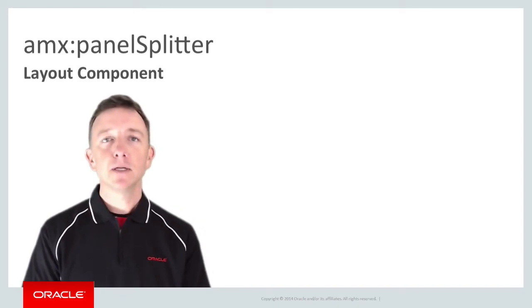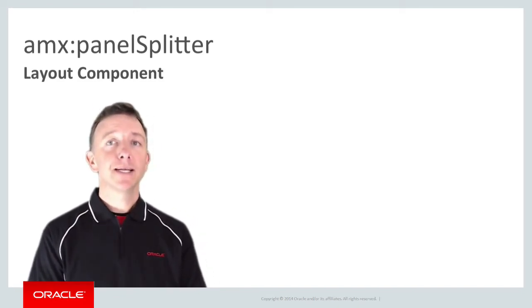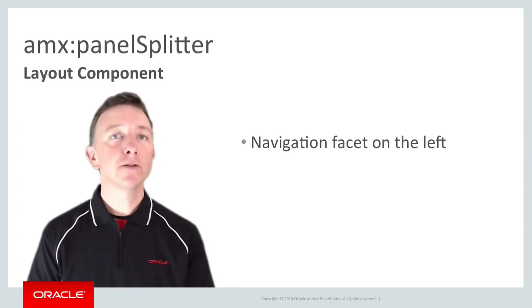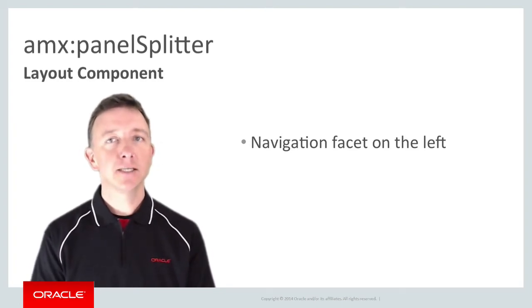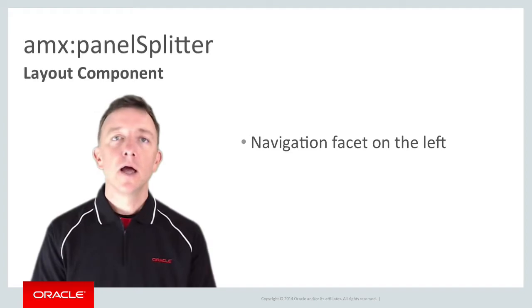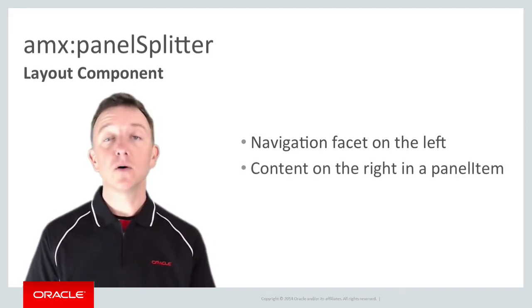When displayed on tablets in landscape mode, the panelSplitter contains a navigation facet displayed on the left-hand side where you can stack actions and lists for the user to invoke. Then on the right-hand side, you show the actual results, or the details.